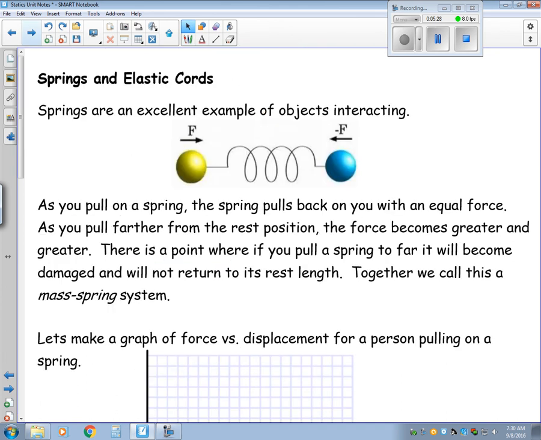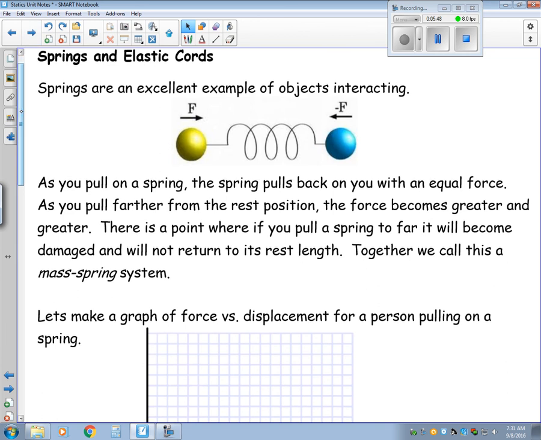Another type of force I'd like to discuss in this video is springs and elastic cords. And this gives us a great example of how a force is an interaction between two objects. So here I have two objects interacting, and the medium that they're interacting through is the spring. Now, as you pull on a spring, the spring pulls back on you with an equal force.